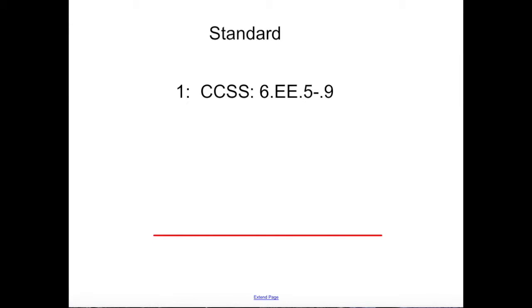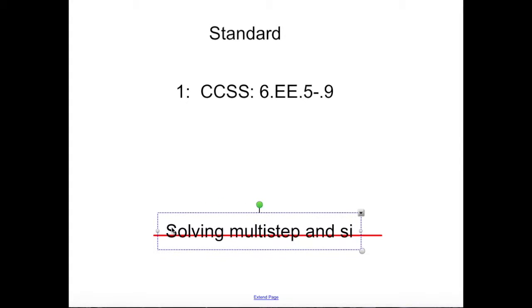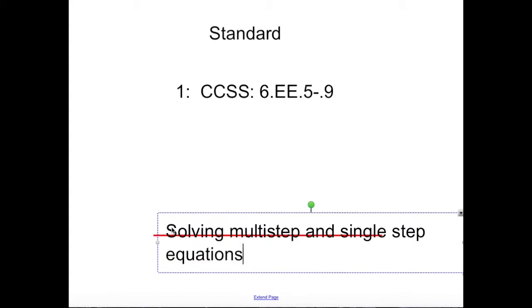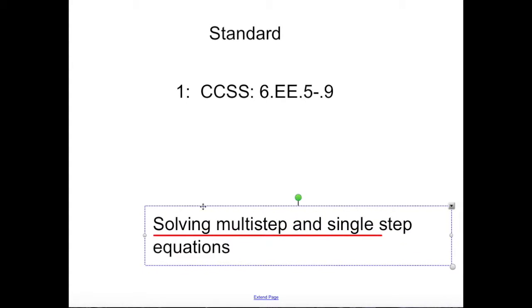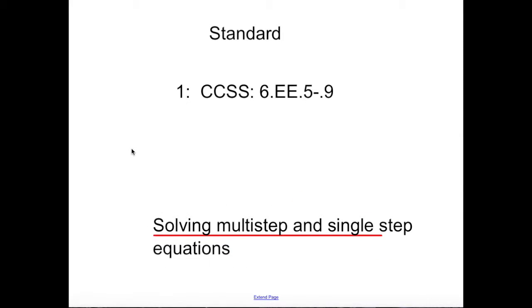We're going to be covering Common Core State Standard 6.EE.5 through 6.EE.9, which is solving multi-step and single-step equations. Now, what this state standard encompasses is independent and dependent variables and the relationships between them, solving real-world mathematical problems, and then we're going to do a little bit of PEMDAS in there, which should be background knowledge.